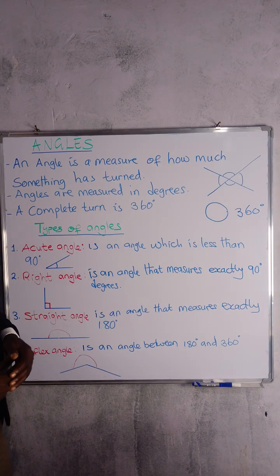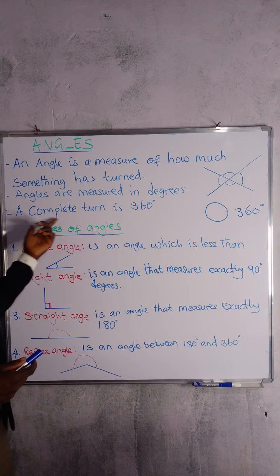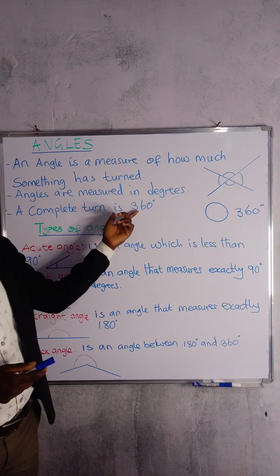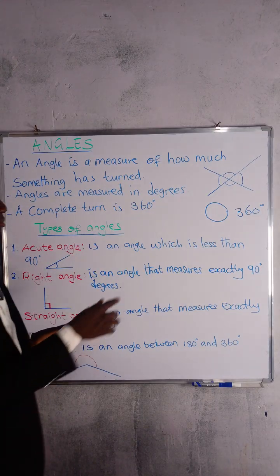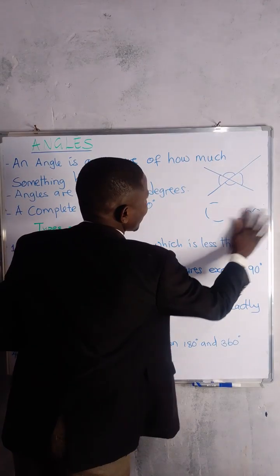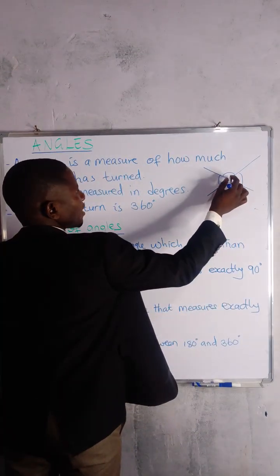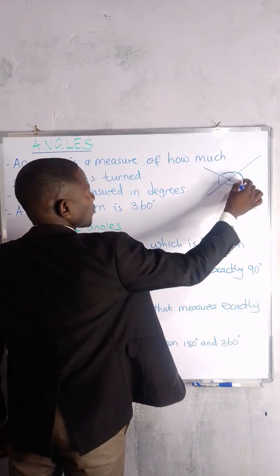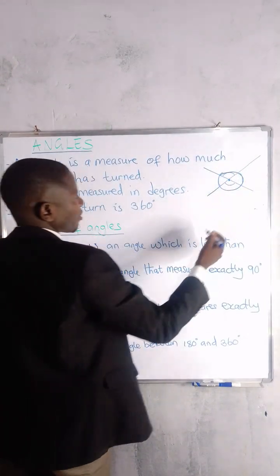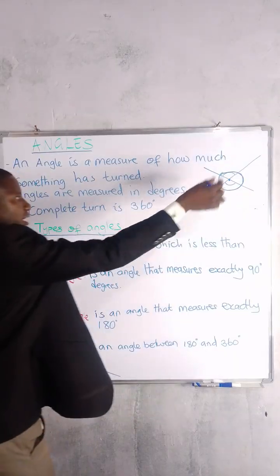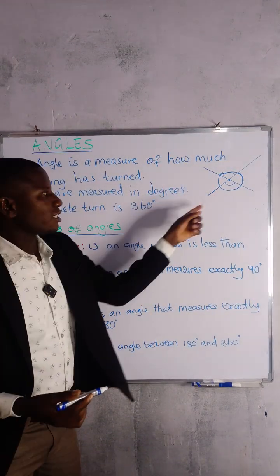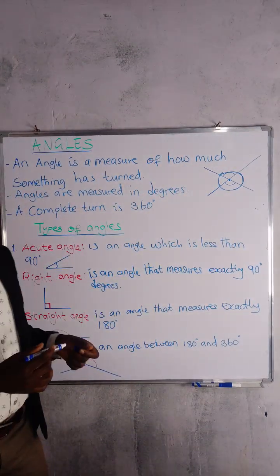Now we are saying a complete turn is equal to 360. If this is a point there, around this point this is a complete turn. So the angle there, a complete turn, is equal to 360 degrees.